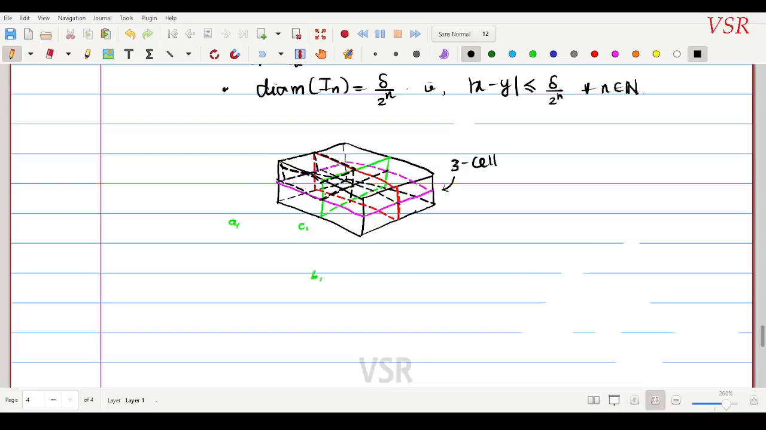So you are having 2 to the power 3, 3 cells of split ஆகும். அப்படின்னா 2 to the power 3 னா அவ்வளவு 8 cells இது split ஆகும். 8 cells it will get split.